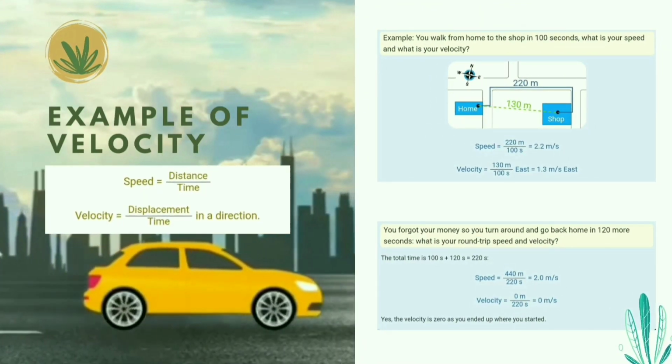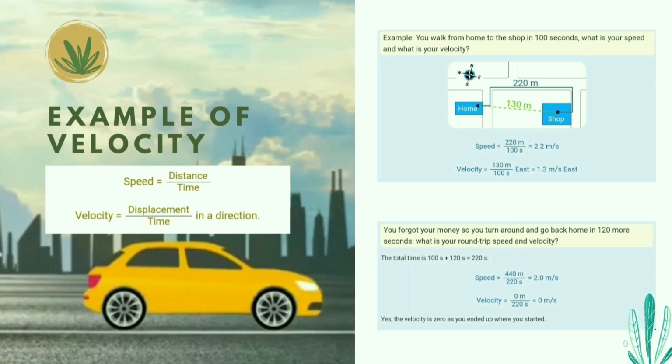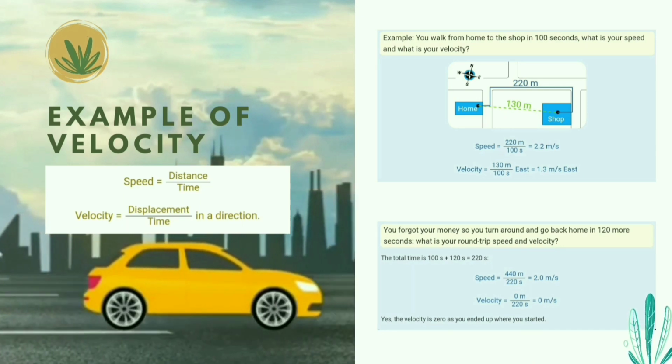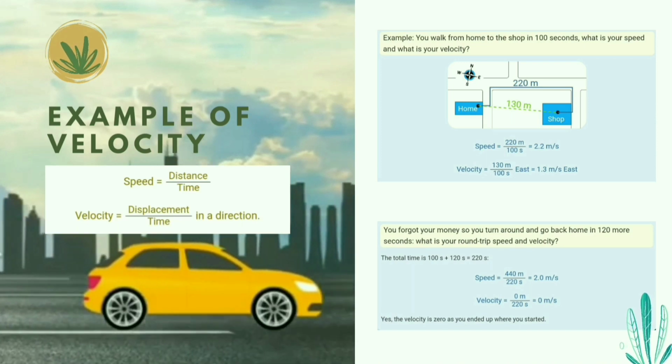You walk from home to the shop in 100 seconds. What is your speed and what is your velocity? Using the formula, we get a speed of 2.2 meters per second and the velocity is 1.3 meters per second.